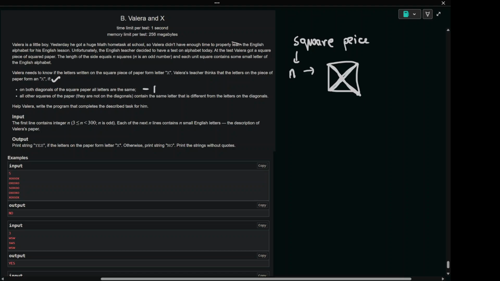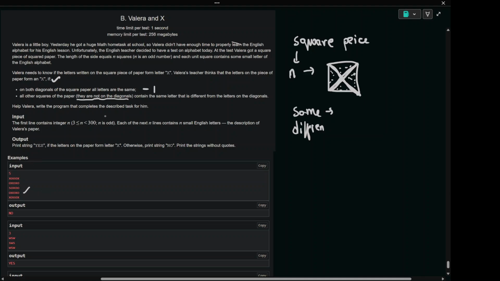Okay, this is statement one. And then all other squares of the paper, they are talking about the other letters which are there, contain the same letter that is different from the letters on the diagonal. It should be the same among themselves, but different from the diagonals. Okay. What does that mean?